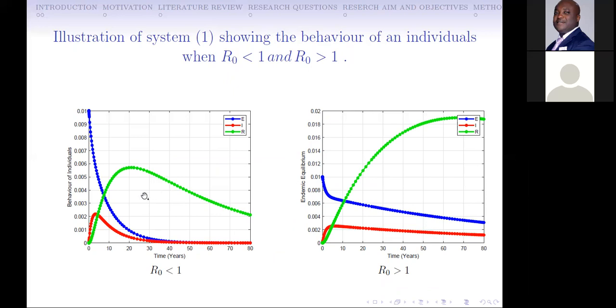when R0 is less than 1, there is no disease in the population. And when R0 is greater than 1 and there is disease-free equilibrium in the population, the disease is stable, and it is globally asymptotically stable. And when R0 is greater than 1, the disease-free equilibrium is unstable, and there is endemic equilibrium.